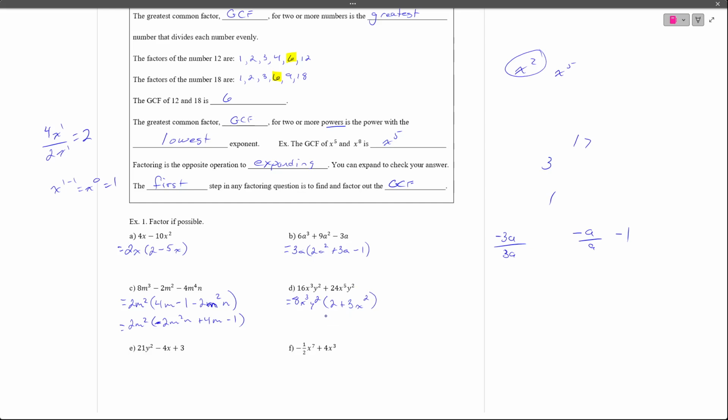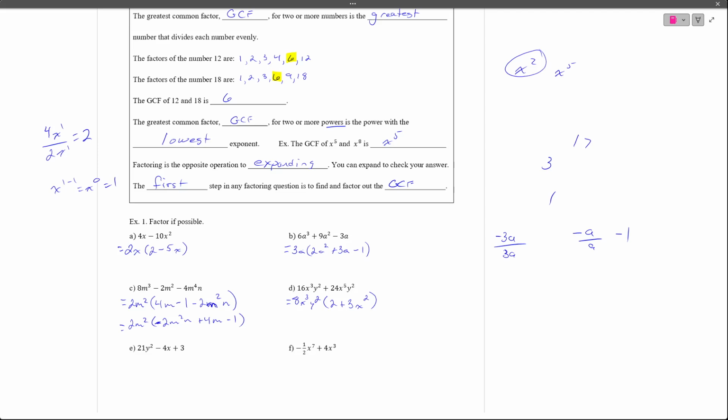8x cubed y squared times 2 plus 3x squared. Okay, let's go to the bottom here. 21y squared minus 4x plus 3. What number divides each of these values? None. Only 1. So we can't really factor out a 1 because that doesn't do anything.